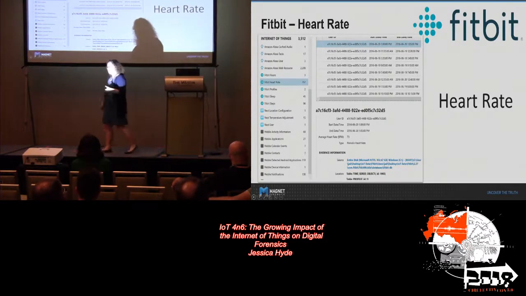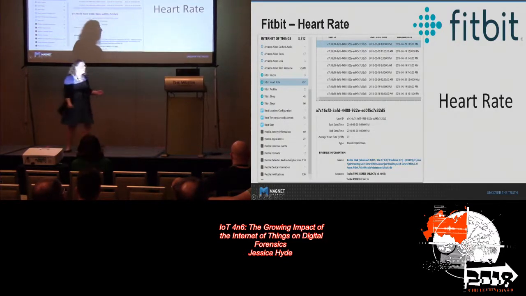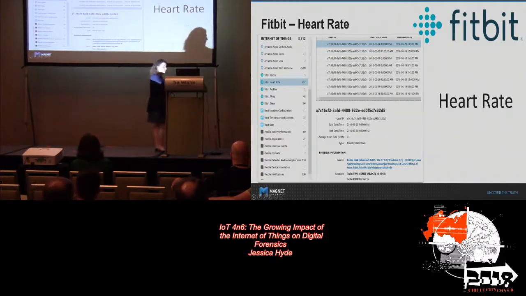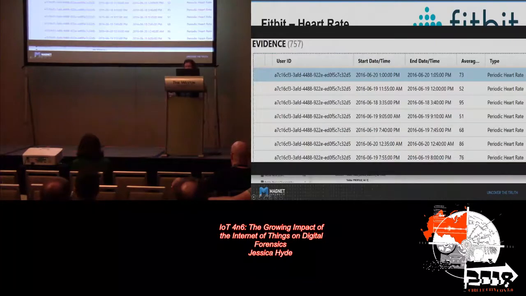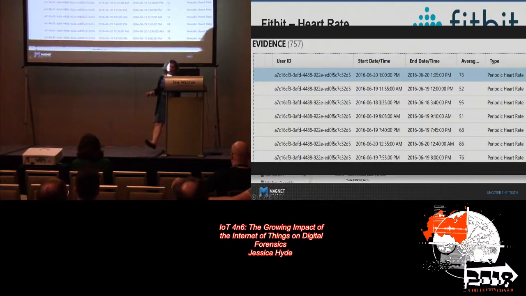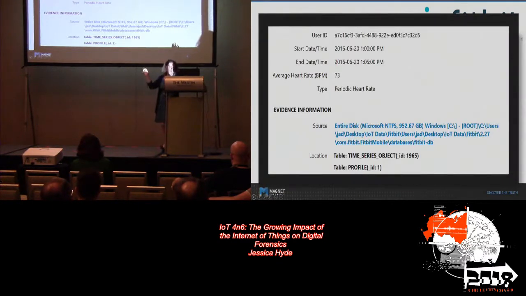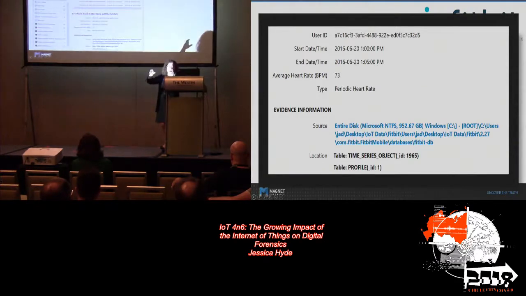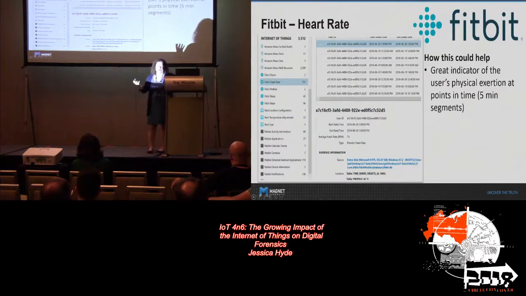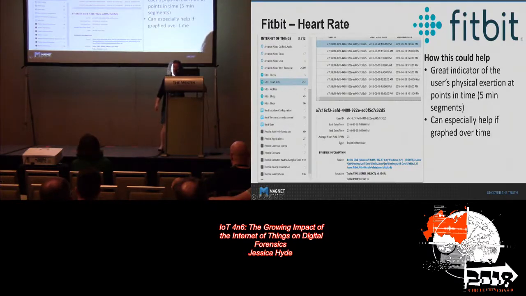Now, one of the most important things that many Fitbits, not all, track is heart rate. And the heart rate, it actually gives to you in 5-minute increments, and it gives you the average heart rate over that 5-minute increment. So when you're looking at this periodic heart rate over that 5 minutes, you can use this to actually determine the amount of exertion. So kind of similar to what we were talking about in the pacemaker case. So 5-minute segments of time.